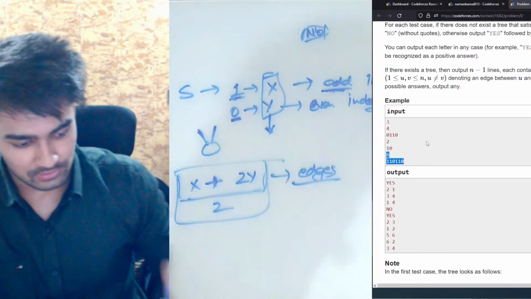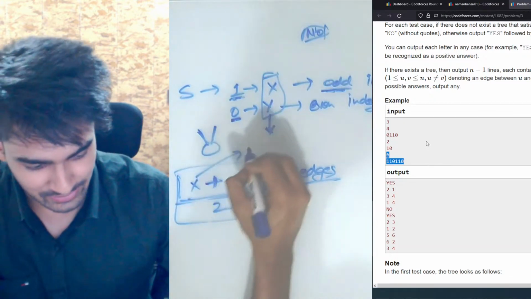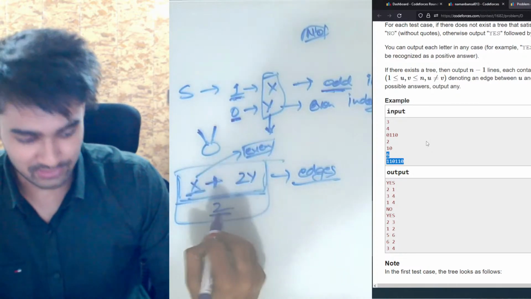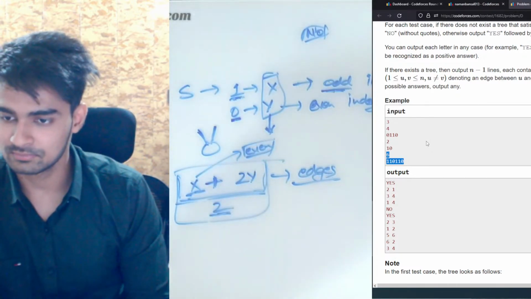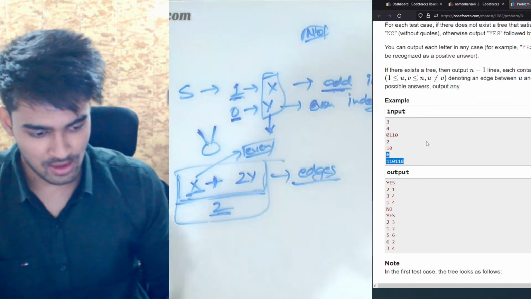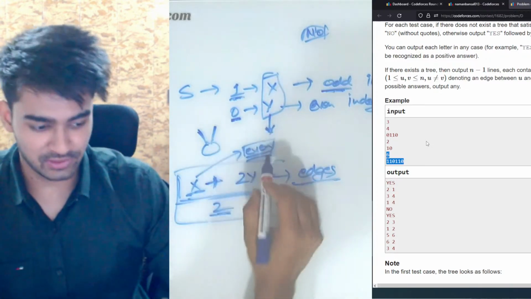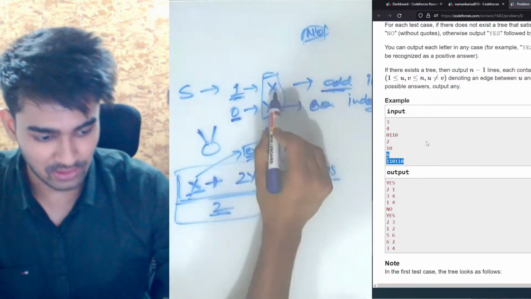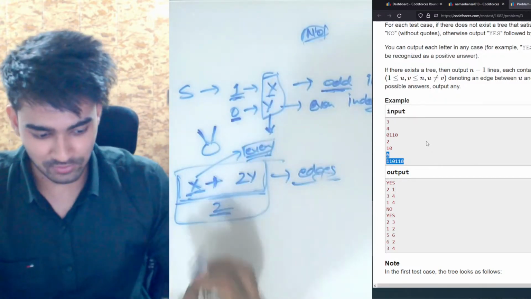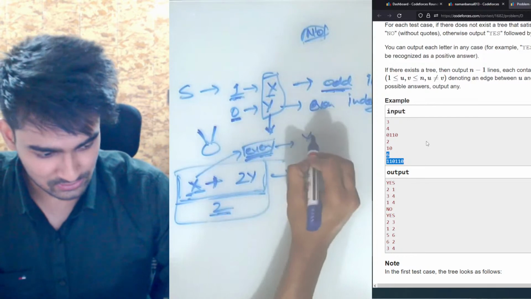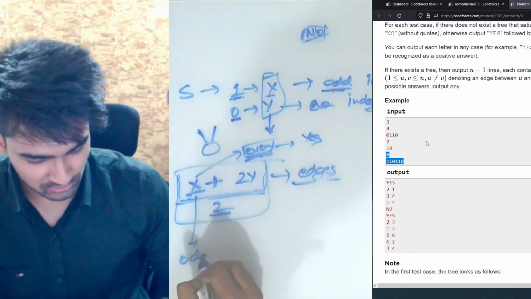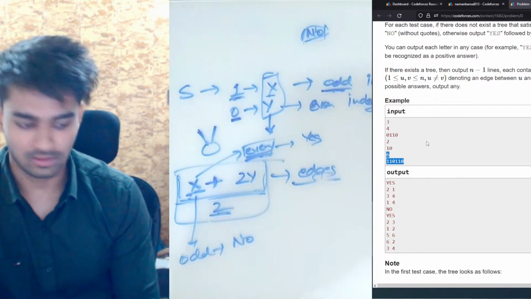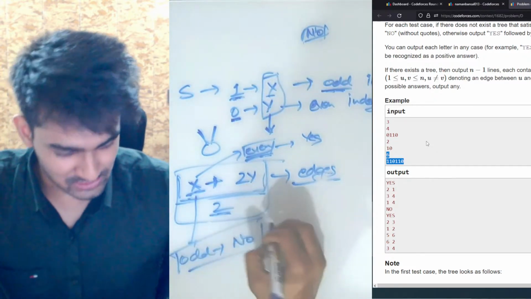This is only possible when this x is even, because if this x is odd, then we cannot divide this by 2. So that is the only case in which we get an answer of no. If the count of x is odd, then the answer is no. If it is even, then yes. So this is the only condition when the answer is no.